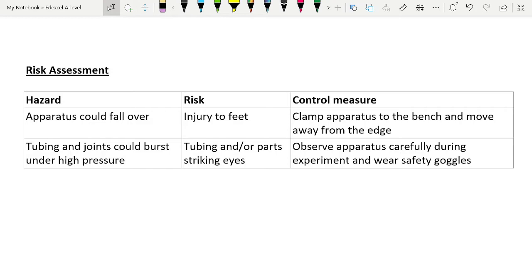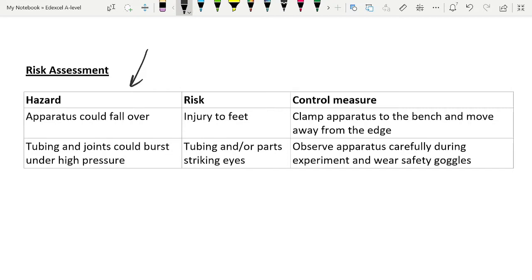The second thing they want you to do is a risk assessment. Risk assessments are best done in a table like this, where you detail what the hazard is. Physics experiments in general, not all the time, but in general, have fewer hazards associated with them than, say, chemistry. So sometimes it feels like with risk assessments you're digging around to find something that you can talk about. But we have two here.